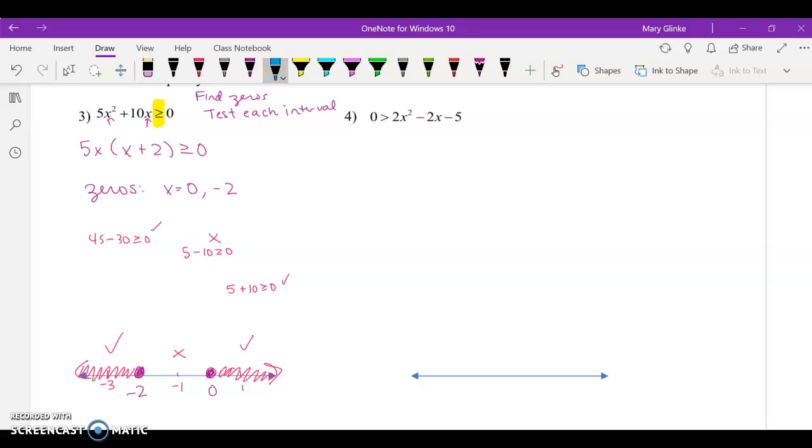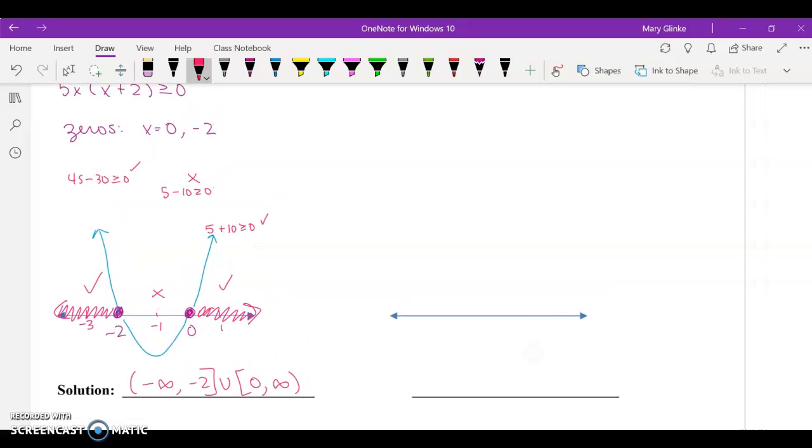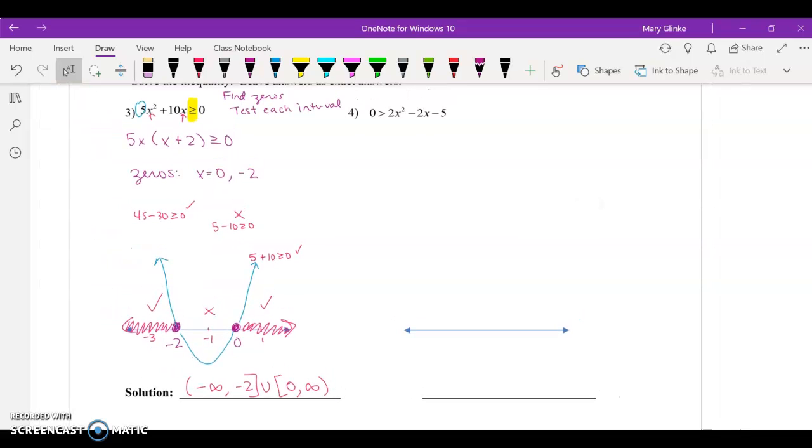And you can always back this up by visualizing, since our a value is positive, our quadratic would open up. And so we're looking for everything above, which would be the same two intervals that we have there. So then we can pull our interval off of our number line, and that would be our solution. So that's the process. Find zeros, test the different intervals, and then answer the inequality.